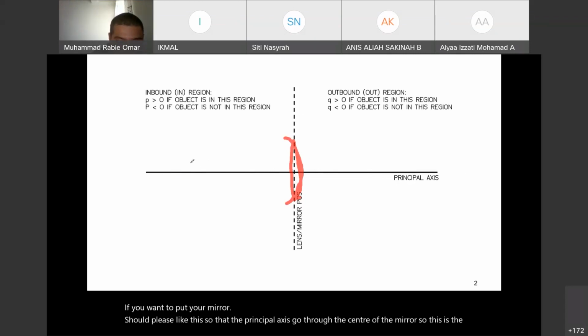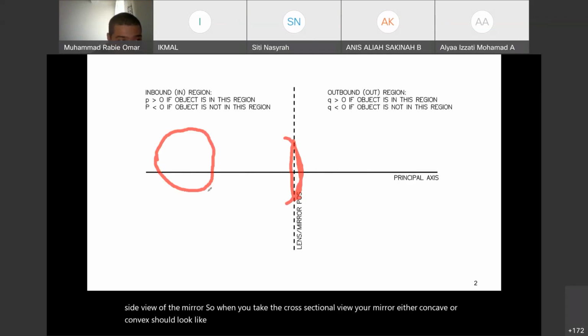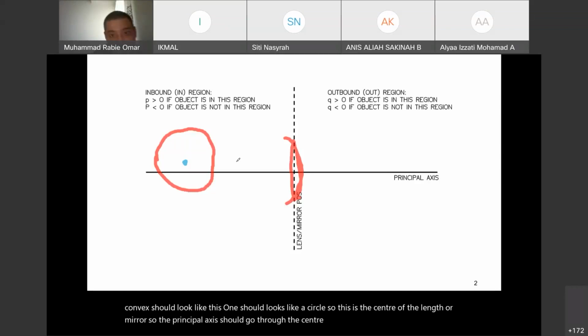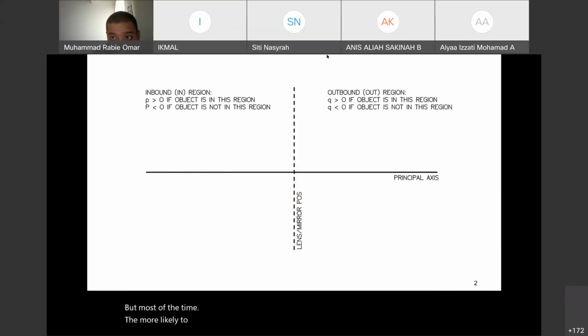So when you take the cross-sectional view, your mirror, either concave or convex, should look like a circle. This is the center of the lens or mirror, and the principal axis should go through the center here. But most of the time, we are more likely to view it from the side. We are not going to draw any diagrams using the cross-sectional view. We are only using the side view.